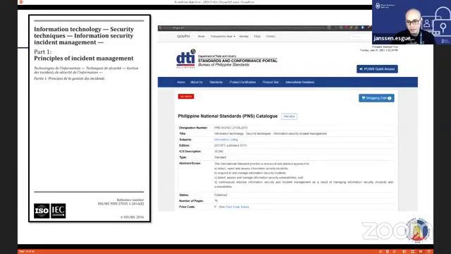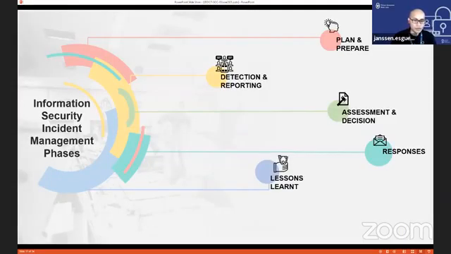So this international standard provides a structured and planned approach to detect, report, and assess security incidents, respond to security incidents, manage information security vulnerabilities, and continuously improve. Halos parehas ng framework doon sa kanina sa DPPMS natin. May continuous improvement sa dulo lagi. In ISO standard 27035-1, we have 5 major parts: plan and prepare, detection and reporting, assessment and decision, responses, and lessons learned. Familiar po, di ba?